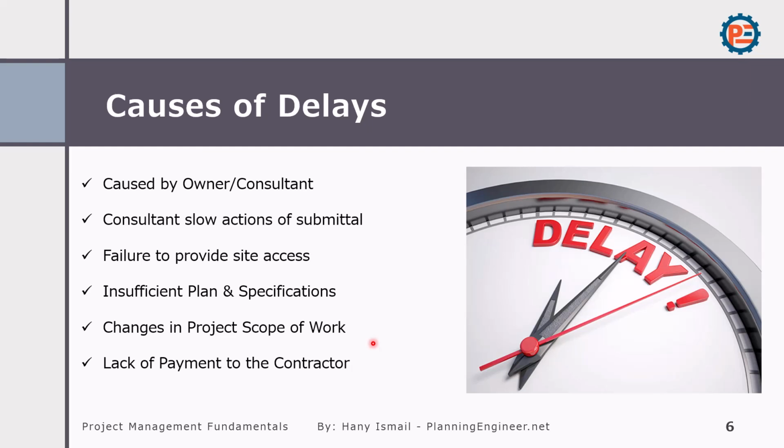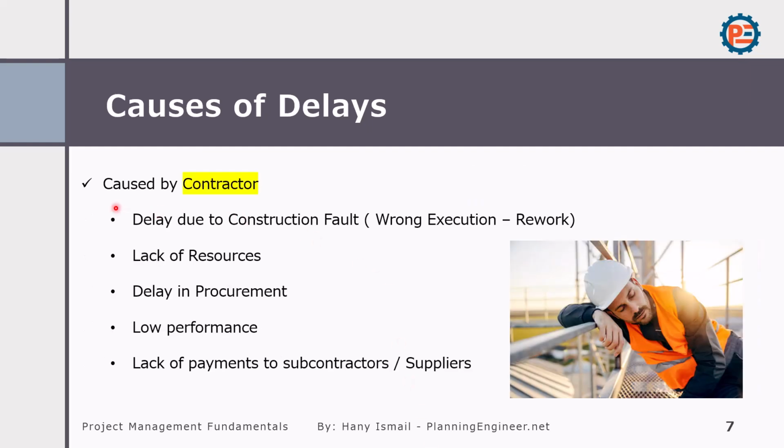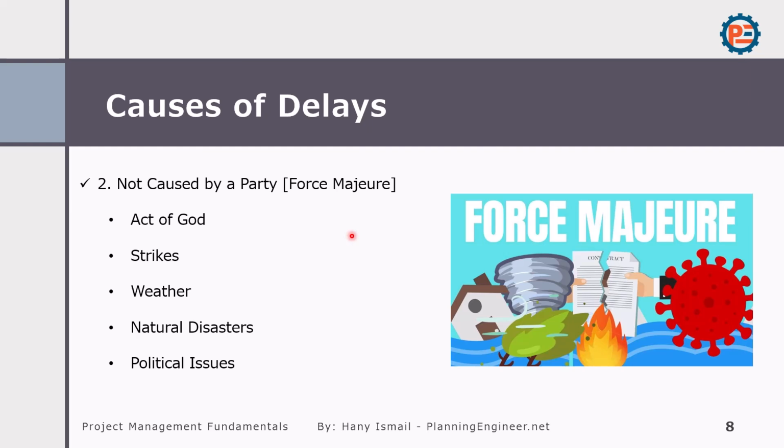But there are some claims where, from the client or consultant point of view, you might consider that delays are caused by the contractor: delay due to construction faults, wrong execution or rework, lack of resources, delay in procurement, low performance, lack of payment to the supplier. And actually we have had too many cases where every single one of these was a very good reason for the project to be delayed. However, there is a third type of claim that is not the fault of anyone. We call it an act of God, something not in the control of the contractor or the client, like strikes, bad weather conditions, disasters, political issues, wars, and so on.